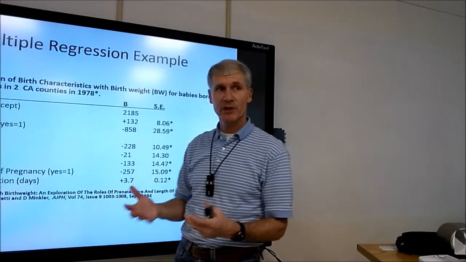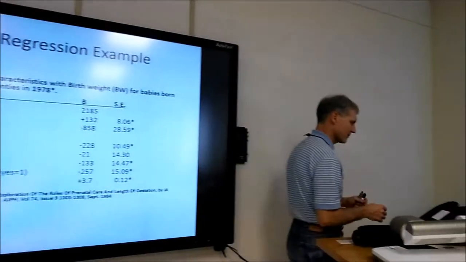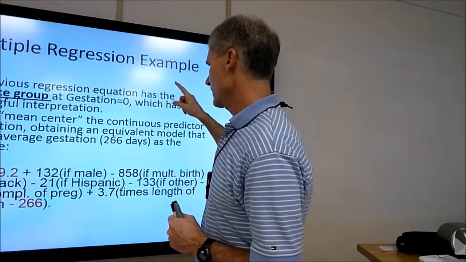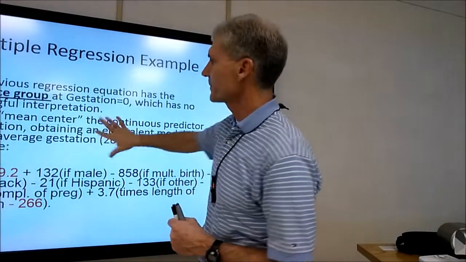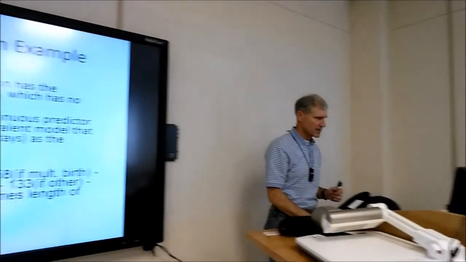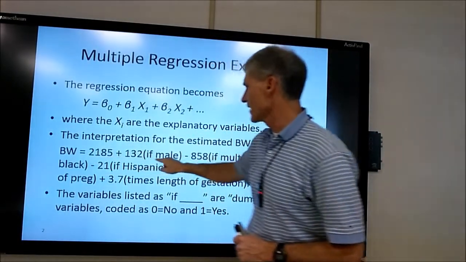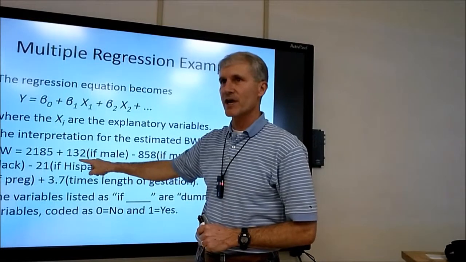Okay? So now to predict the weight of a baby with a certain set of characteristics, I'm not ready for this yet. I thought I had a slide that gave a particular set of characteristics, but apparently I don't. But you just start with 2185, and then if they're male, you add 132 grams.